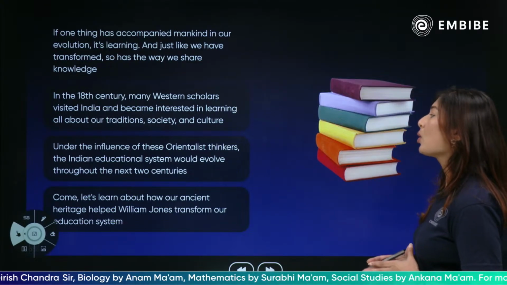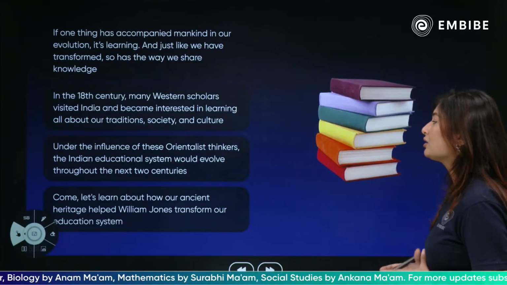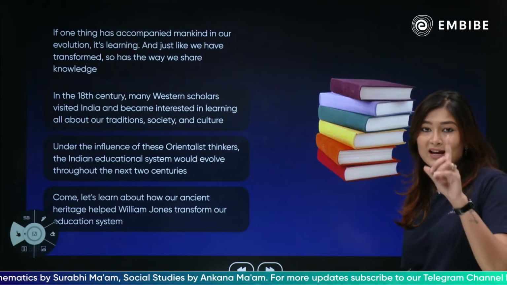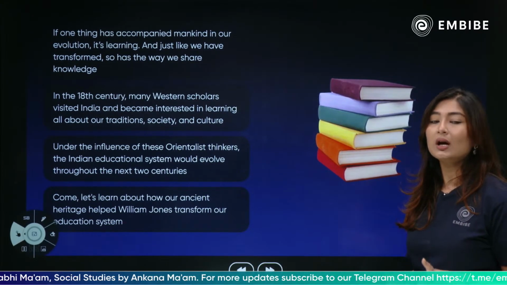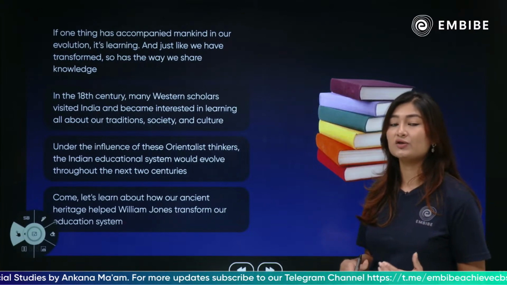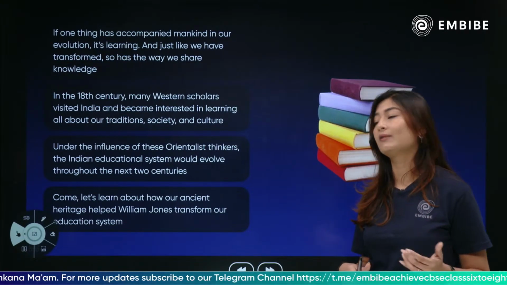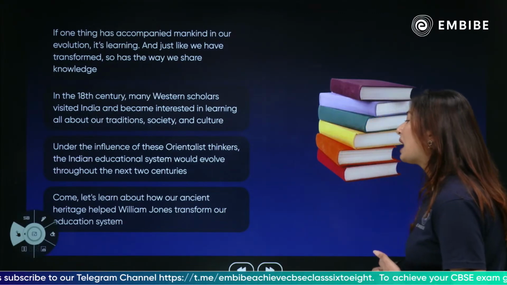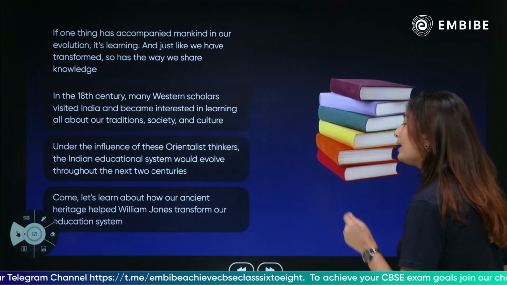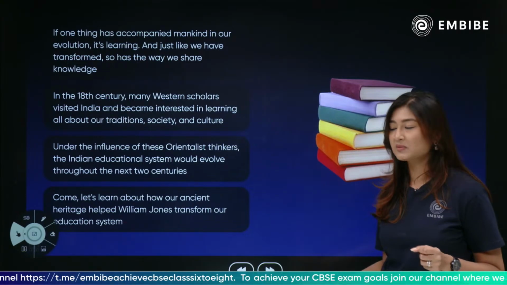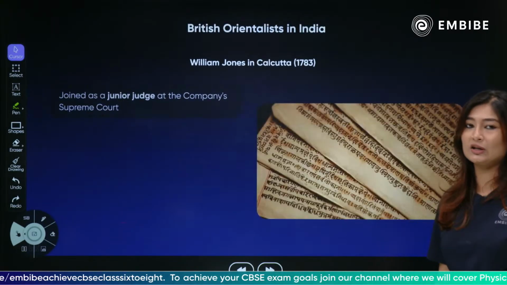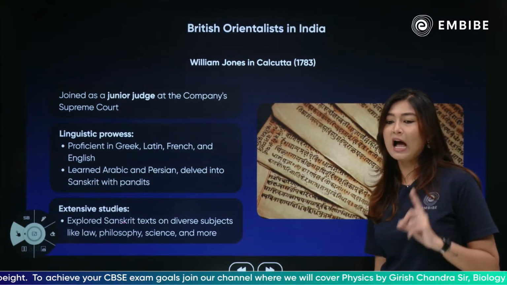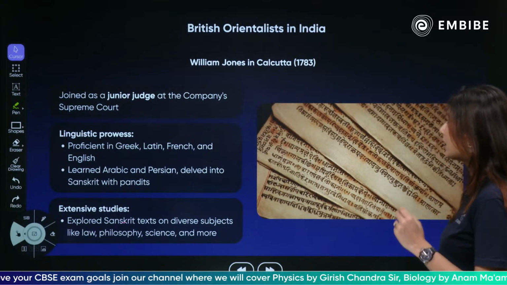Under the influence of these Orientalist thinkers, the Indian education system would evolve throughout the next 2 centuries. So when they got their interest, when they got their attention, slowly now everything was going to change. Slowly everything was going to progress and evolve, and it started happening. Come, let's learn about how our ancient heritage helped William Jones transform our education system. So we have a certain hint with this particular line that William Jones is responsible for the changes and how the changes happen. So let's get started and talk about these.